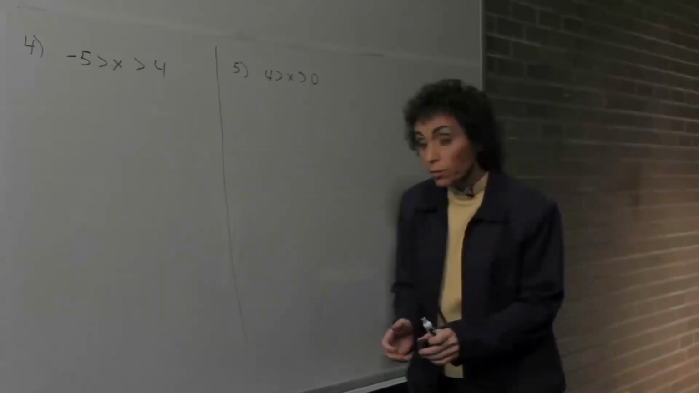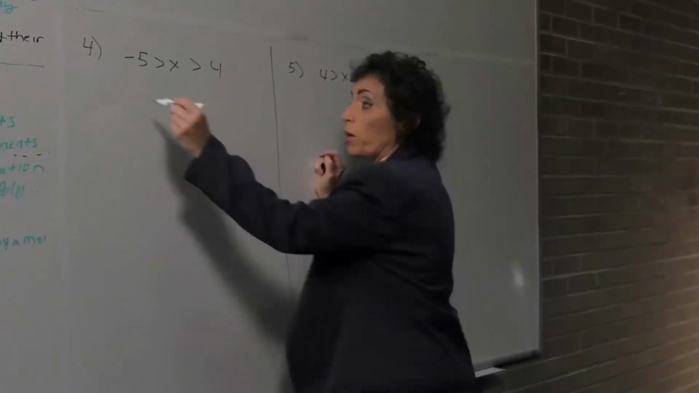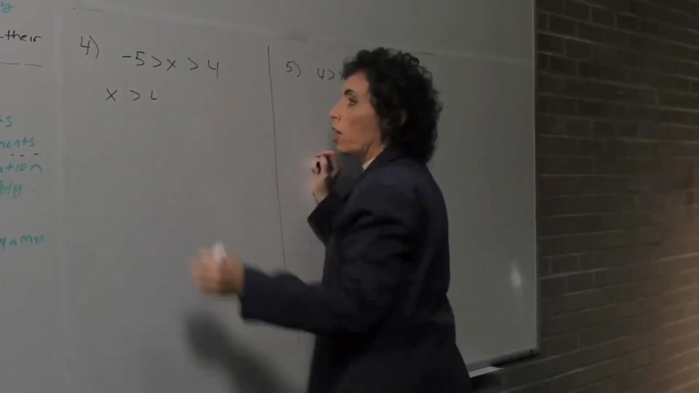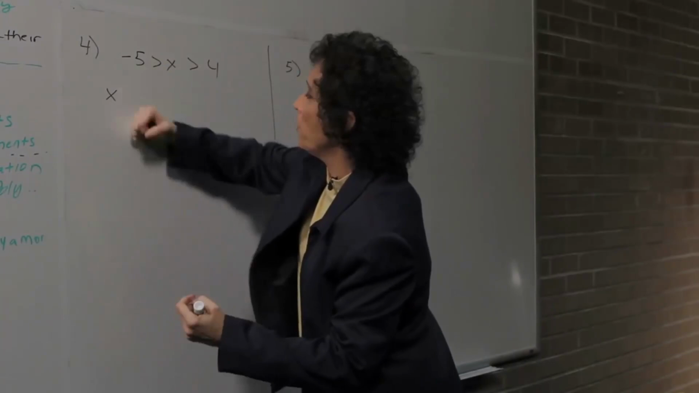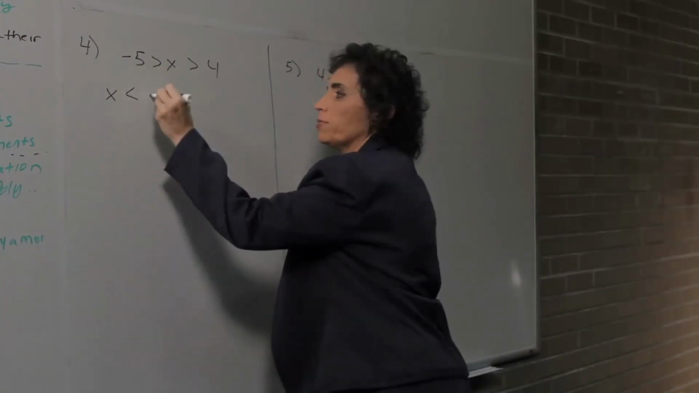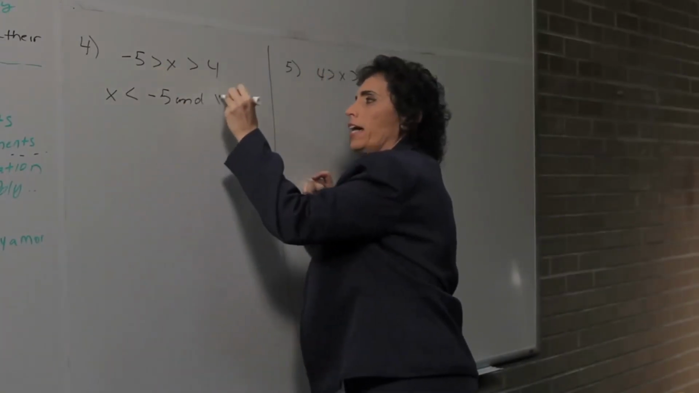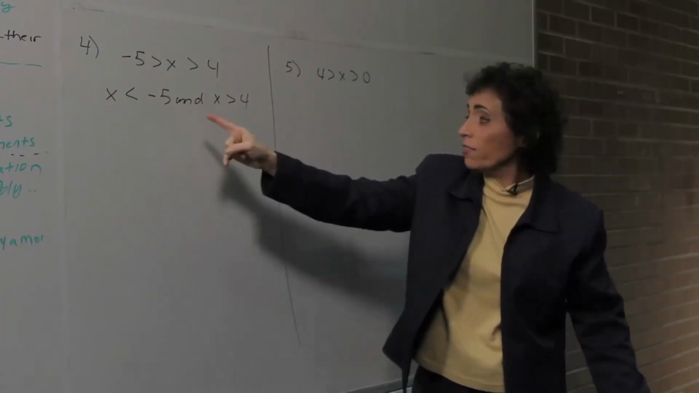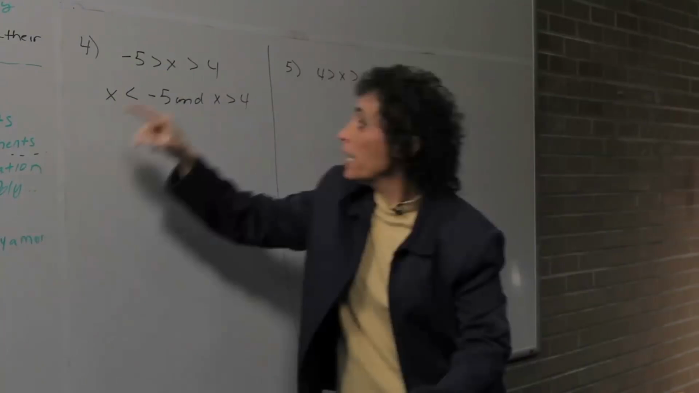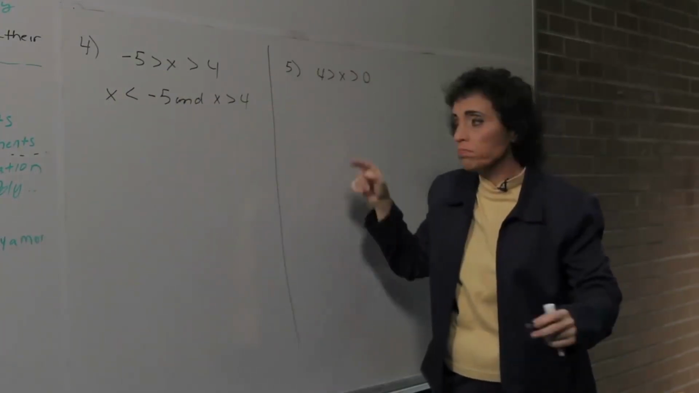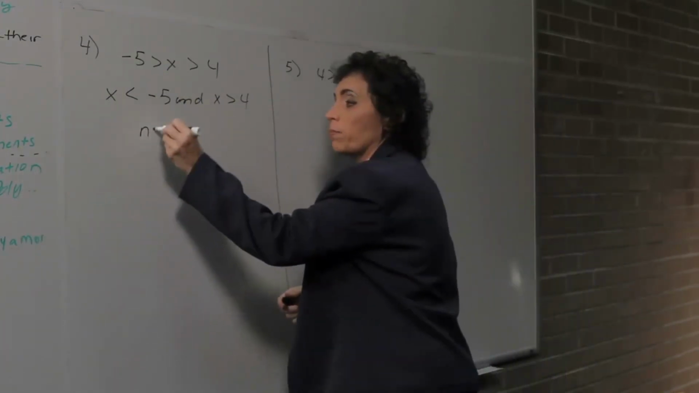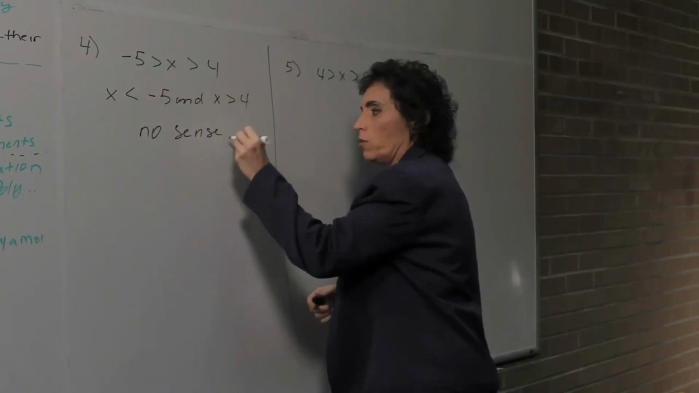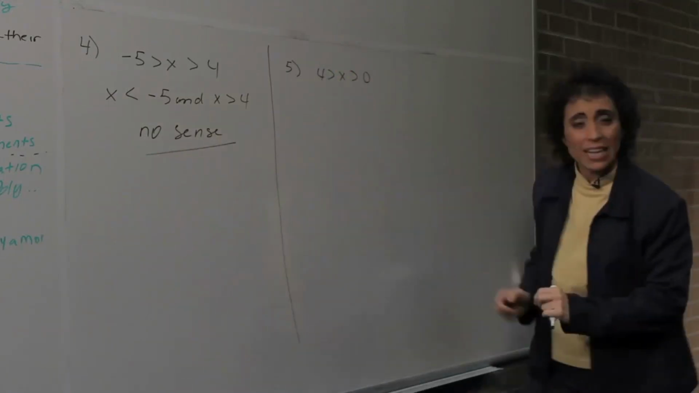All right, how'd you do? I'm going to turn this around and make it say what it's supposed to say with the and. X is less than -5, and x is greater than 4. Okay, does this make any sense? Can you have a number less than negative 5 and greater than 4 at the same time? Nope. This one plain makes no sense. We don't have an answer in here. No numbers fit in that set.